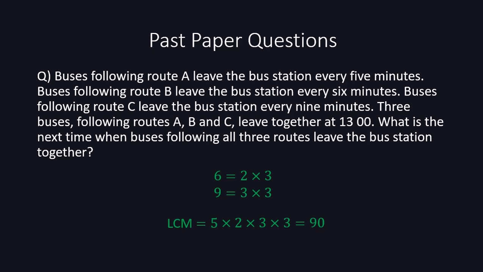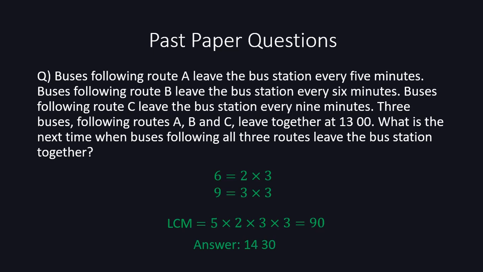So if the last time they left the station together was at 1300 hours, the next time they're going to leave the station together would be 90 minutes after that. And since 90 is equal to an hour and a half, we can say that it's going to be an hour and a half later than 1300, which is equal to 1430, or in other words, 2:30 p.m.